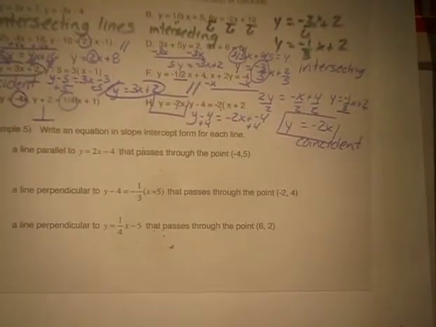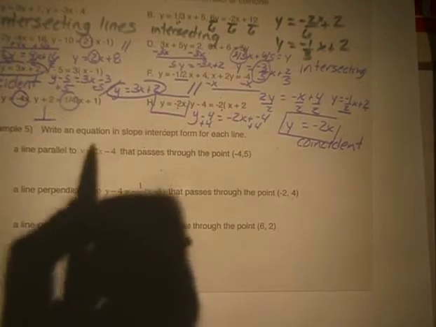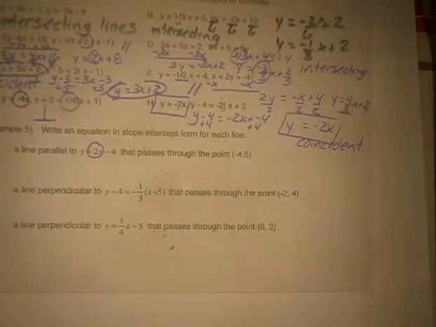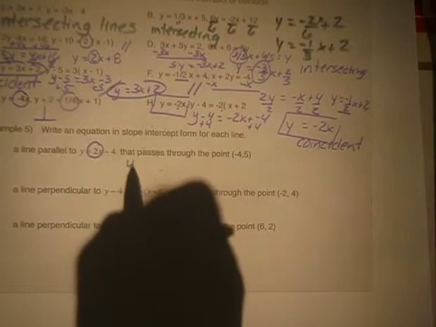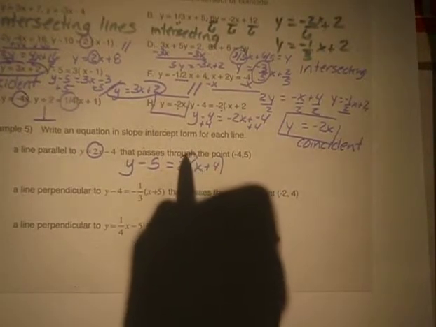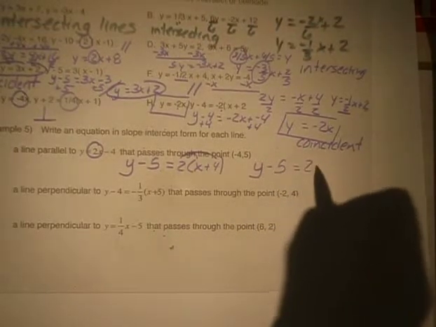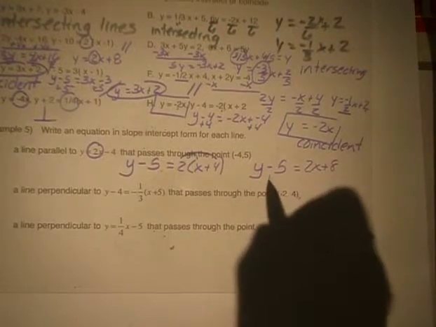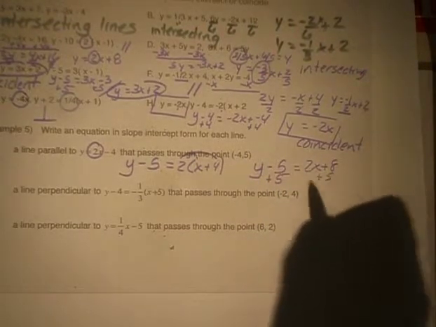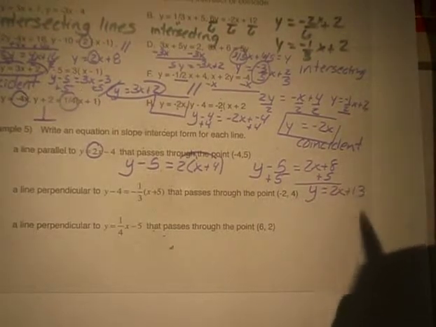And the last type of question says write an equation in slope-intercept form for each line. Parallel here, so the slope will be 2. And we're going to start out with point slope form. That's point slope form. We want to get it to slope-intercept. So that becomes y minus 5 equals 2x plus 8. And when we add 5 to both sides, you have y equals 2x plus 13.